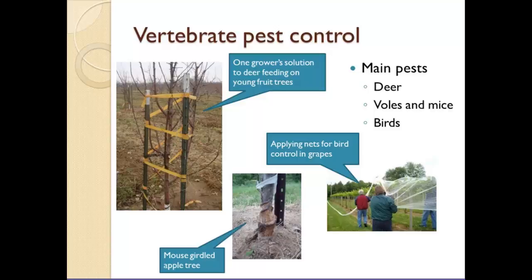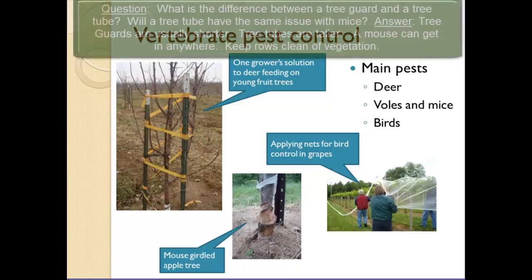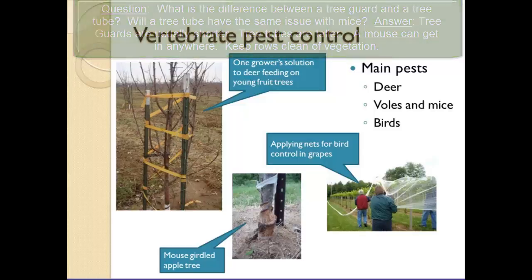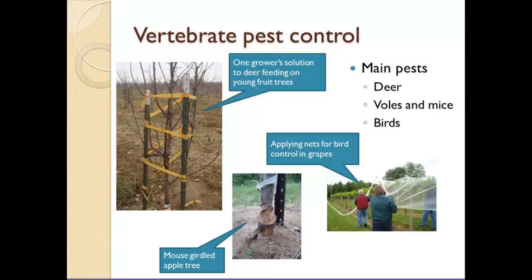Well, that tree guard posed a perfect place for a mouse to just have a protected environment to get in. So you can see where the whole trunk has been girdled, and they lost every one of their apple trees in this small little block just because of that simple little failure to remove a tree guard before winter came on.